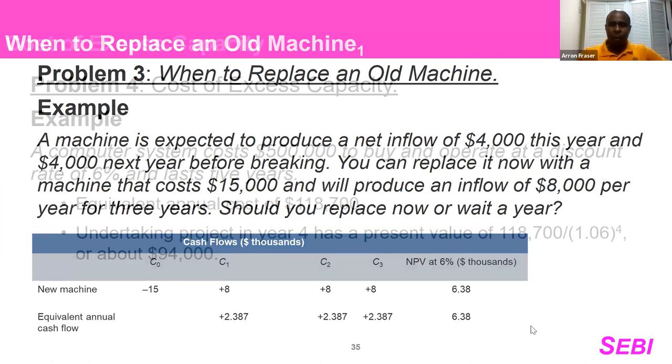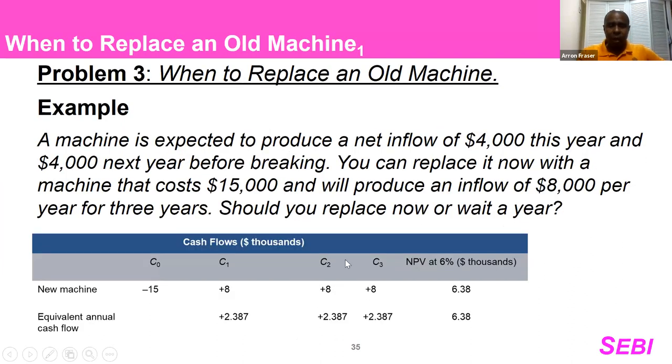Even by looking at it, the 4,000 in 1 year, you can discount that by the 6% factor for year one. So you take 4,000 in period one, divided by 1.06. And we get that 1.06 by taking 1 plus the discount rate of 6%. So that'll be 3,773 in the first period. And then you do the same thing for the second period using the second year discount factor.